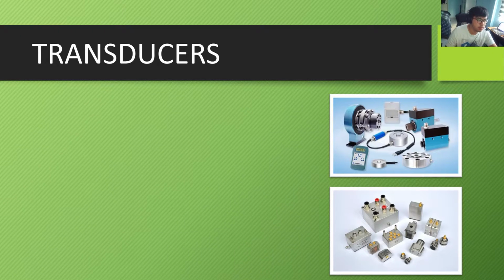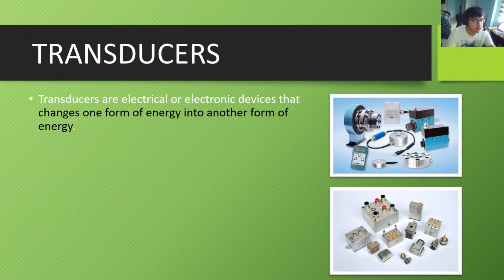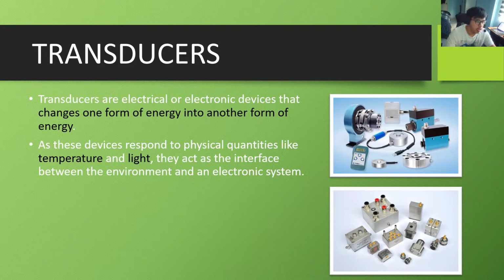What are transducers? Transducers are electrical or electronic devices or components that change one form of energy into another form of energy. These devices respond to physical quantities like temperature and light. They act as the interface between the environment and the electronic system. So transducers allow circuits to interact with the outside world.